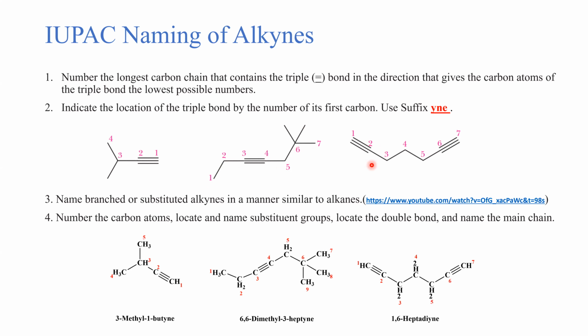Now the third example is a little bit different, because now we have more than one triple bond. To name more than one double or triple bond, we will use the terms di, tri. Then we can add it with the yne ending. In case of the alkenes, we will write diene or triene, but in case of the alkynes, we will use diyne or triyne, right?